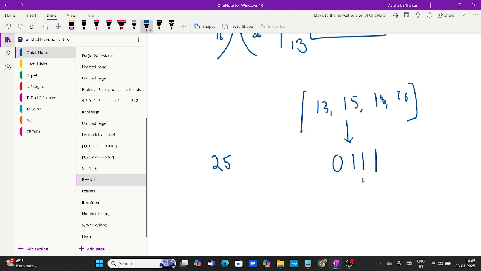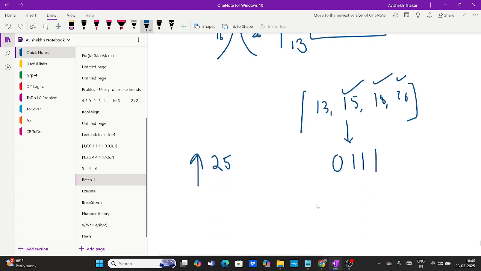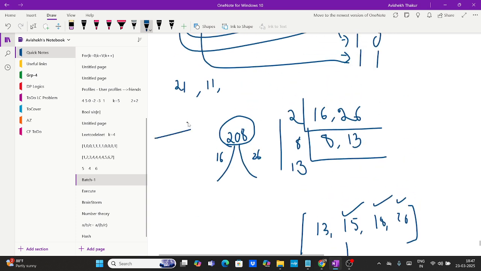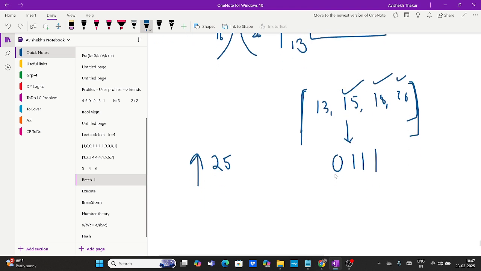So the meaning of this is, I have taken this element, this element, this element. How much should I increment 25 such that all the numbers are divisible by this new number? Does it make sense to everyone? There are 4 target elements, and I am writing one mask, 0111. What do you mean by this?